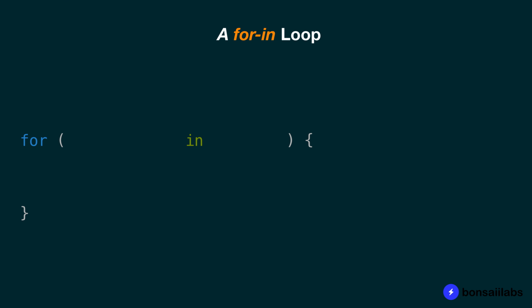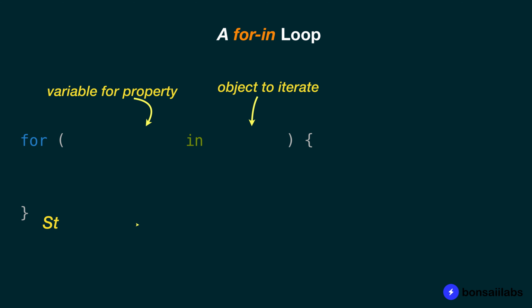Now the other type of for loop is a for in loop. A for in statement iterates over all enumerable properties of an object, and consists of 2 parts followed by the statements. It starts with the object over which you want to iterate. It assigns every property of an object to a variable, and it is separated by the in keyword. And within the body, you can have one or more statements.